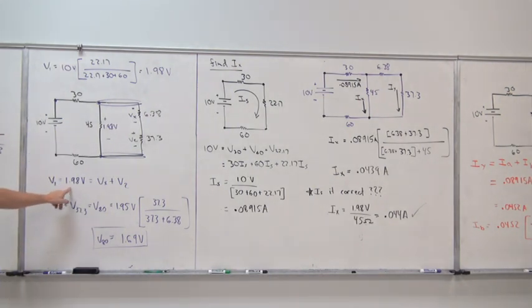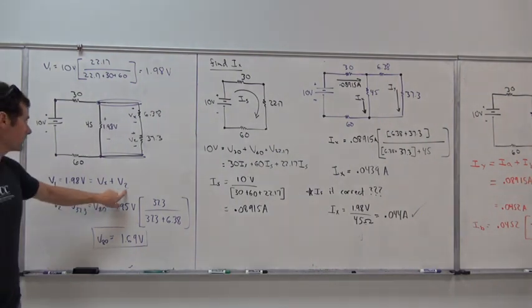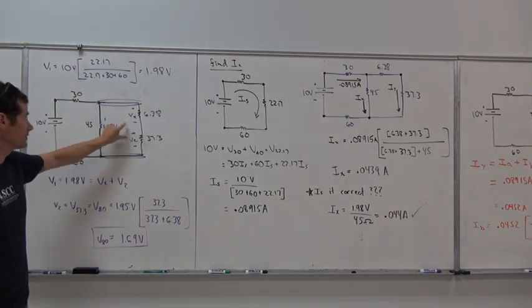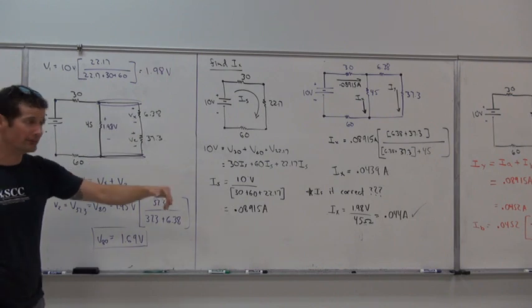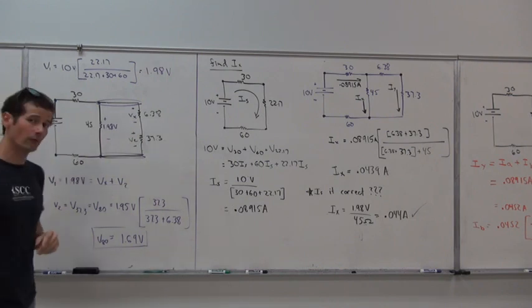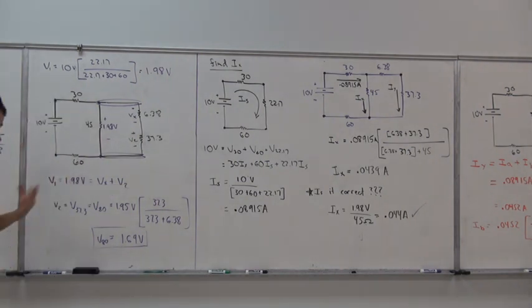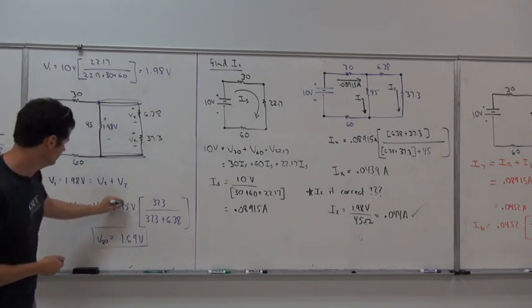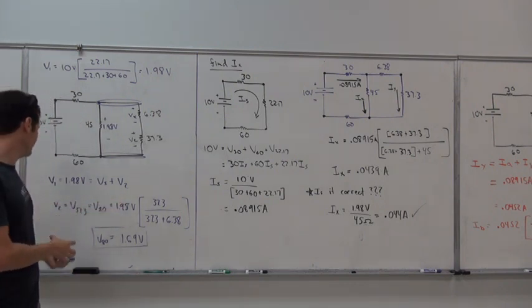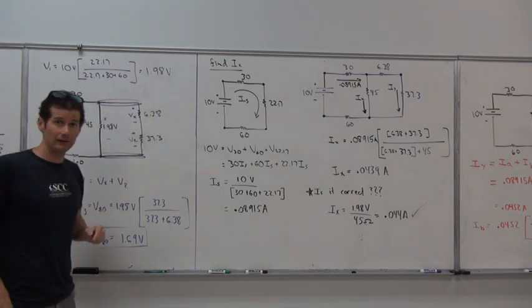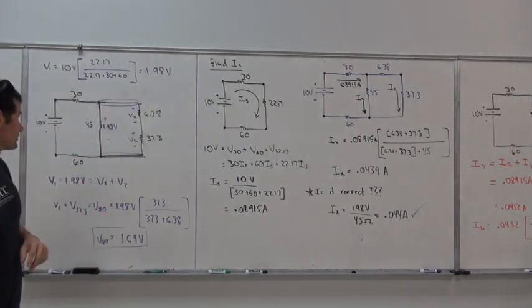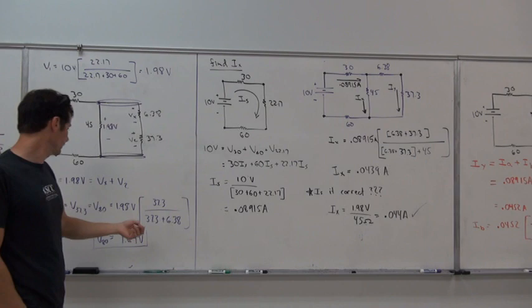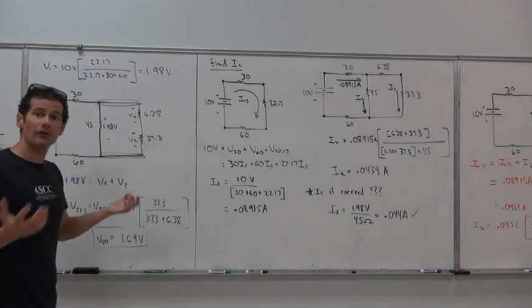So V1 was equal to 1.98 volts, and that is equal to Vx plus V2, the voltage across each of these elements. They're in series, but remember their combination is in parallel with 45 ohms. So all I have to do, guys, is take that 1.98 volts that we found at the very beginning, and now we just perform voltage division again and find the voltage across the 37.3 ohm equivalents.